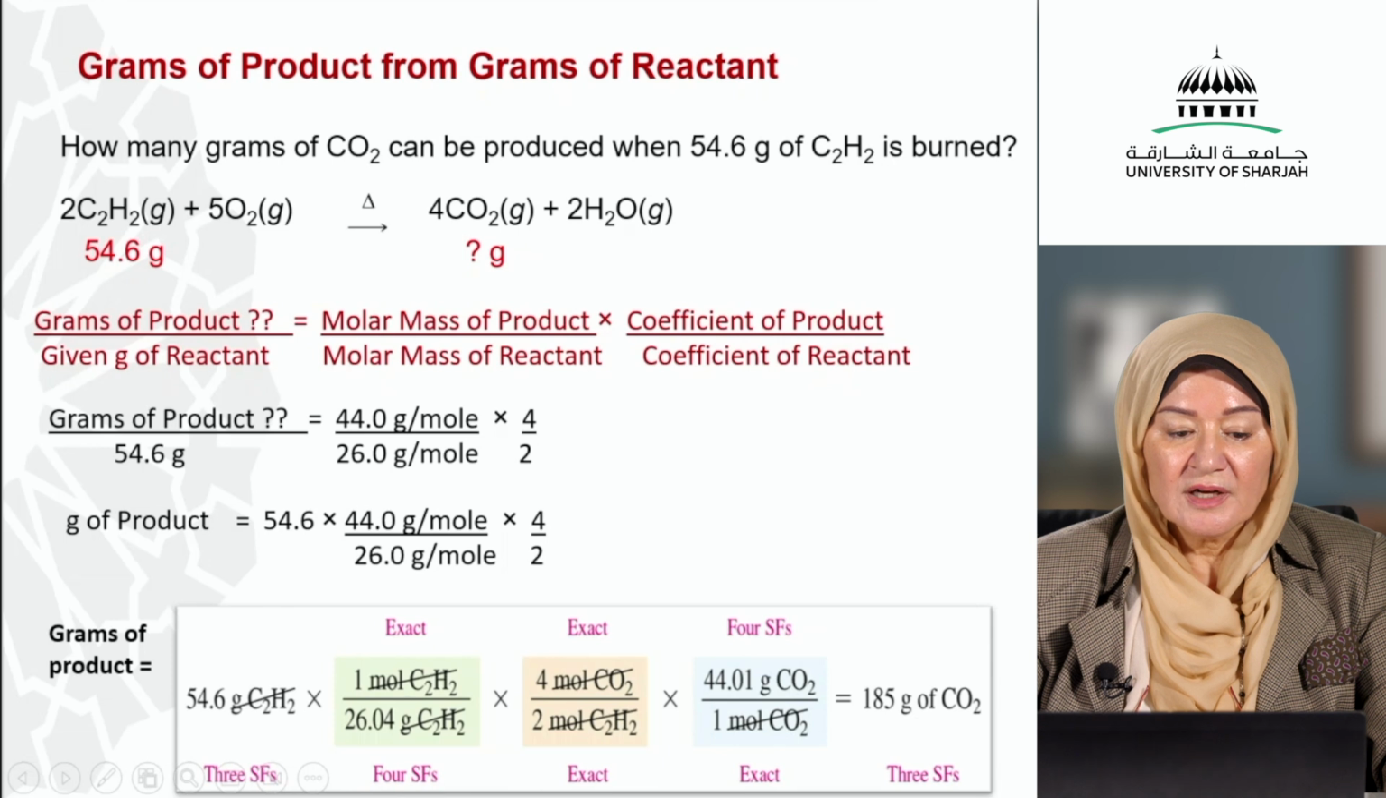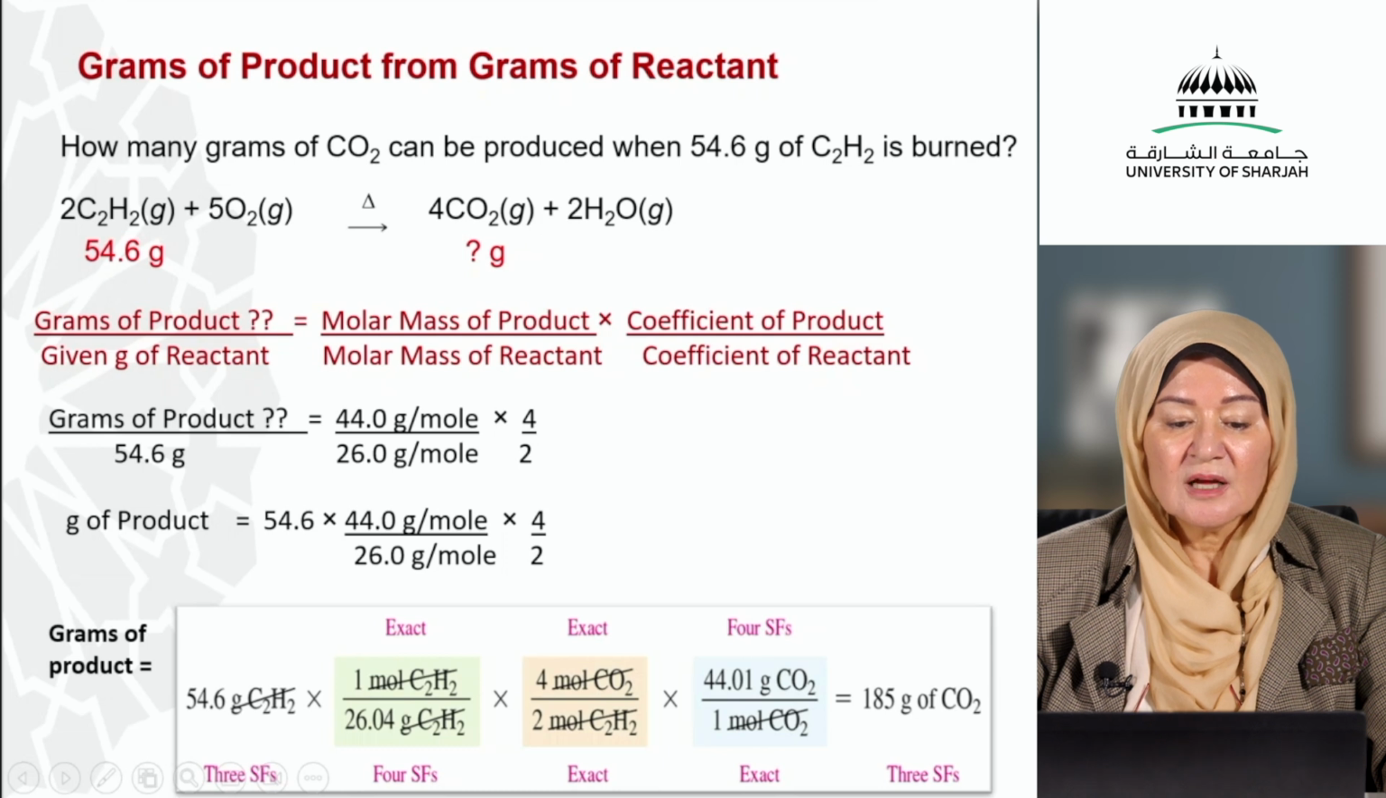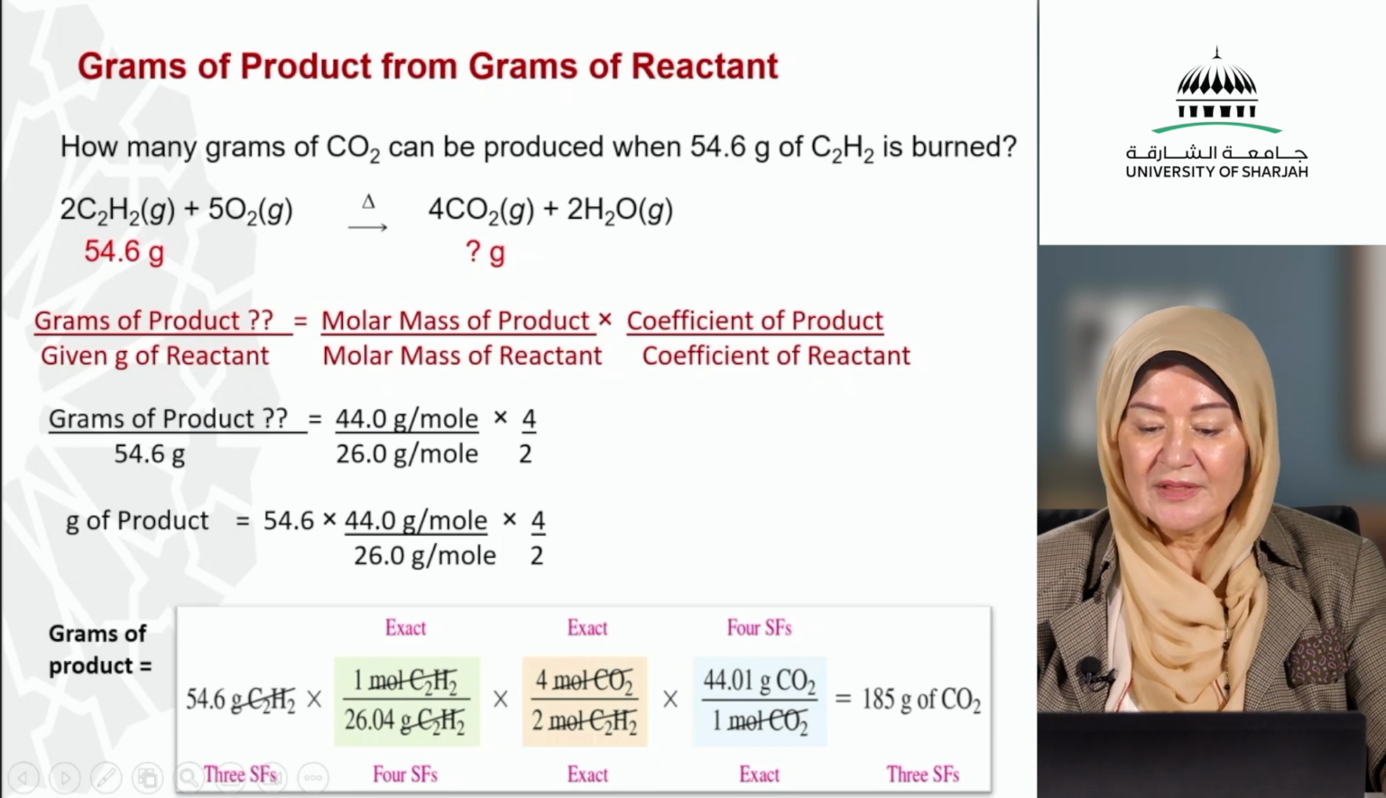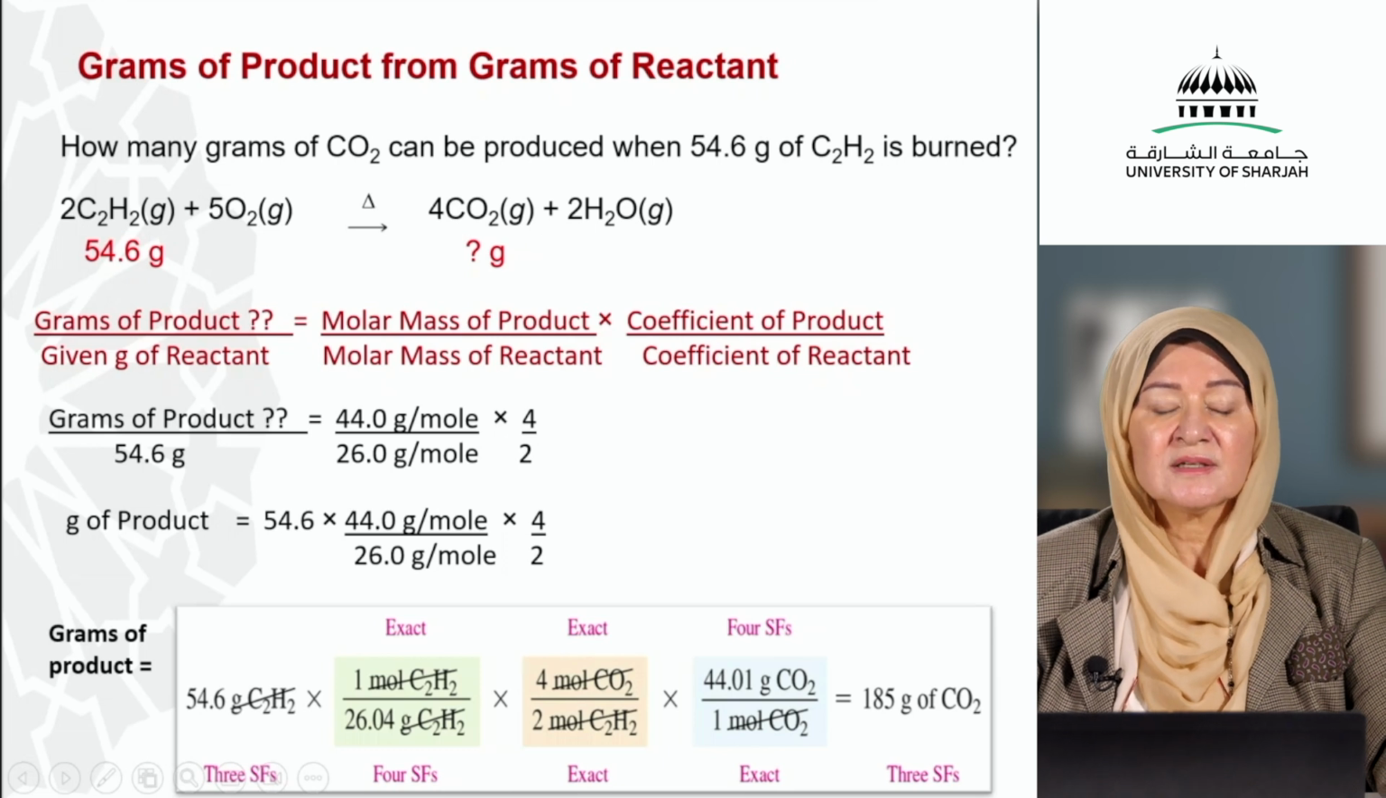I just find how many grams of the product, I multiply it: 54.6 times 44 over 26 times 4 over 2, and I get at the end 185 grams of carbon dioxide.